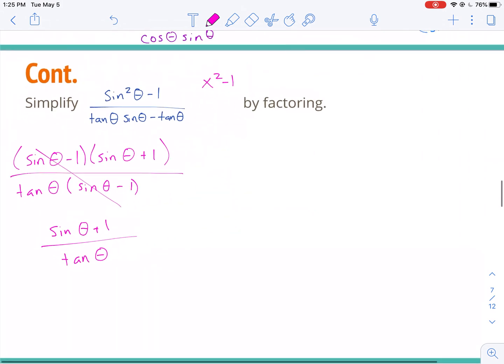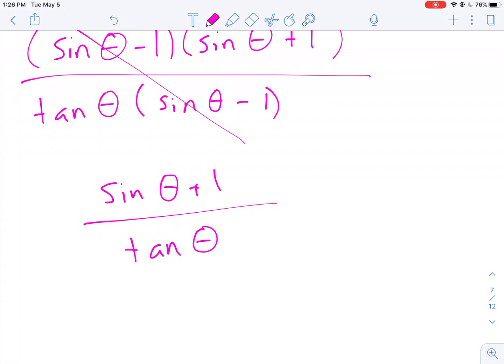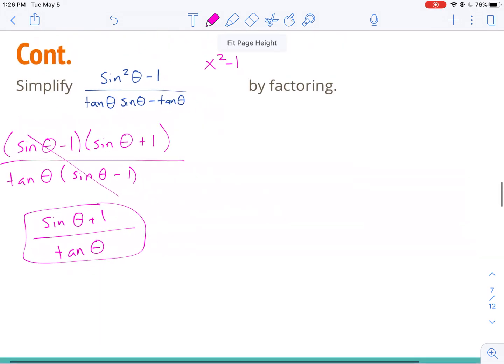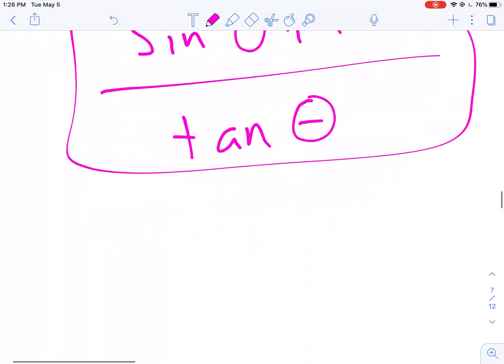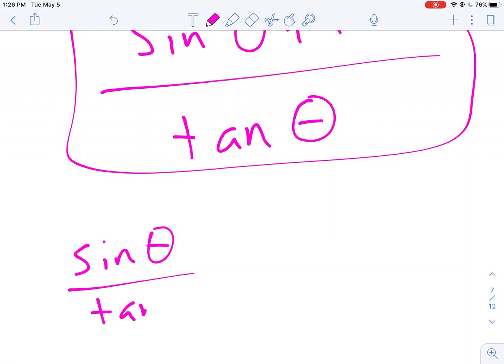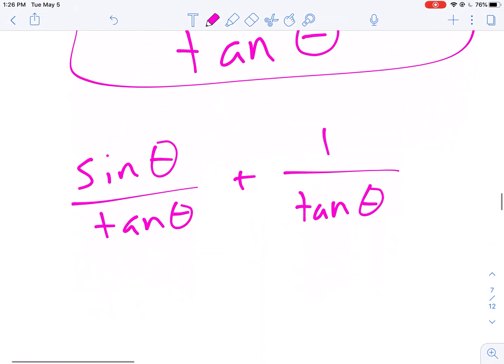And then I can rewrite this some more. It's only asking me to simplify by factoring, so theoretically this could be a final answer because all I've done is factored and crossed out, so that would be a simpler term right there. I could go through the process of getting rid of the 1 and turning this all into trig functions here. So I can call this the sine of theta over the tangent of theta plus 1 over the tangent of theta, because that's separating my numerator as addition into common denominators.